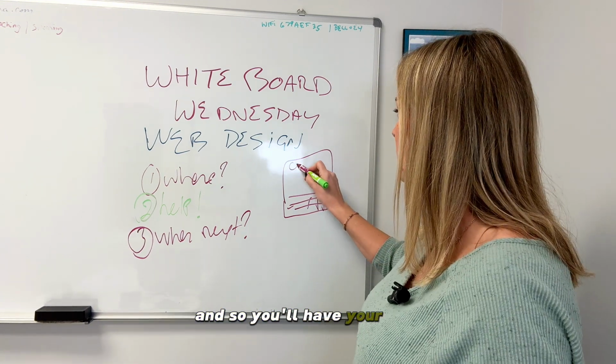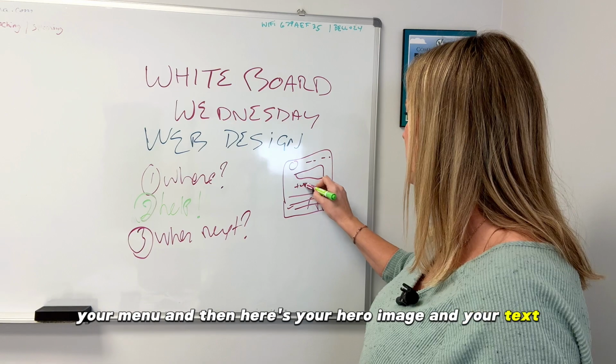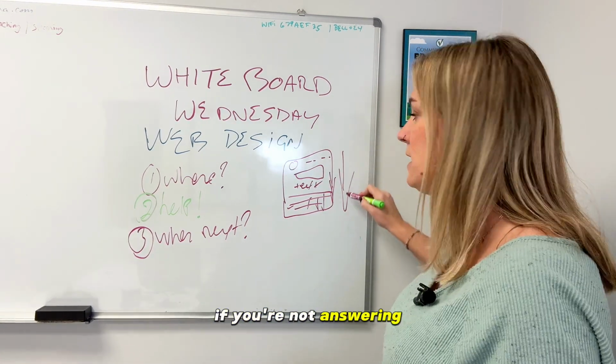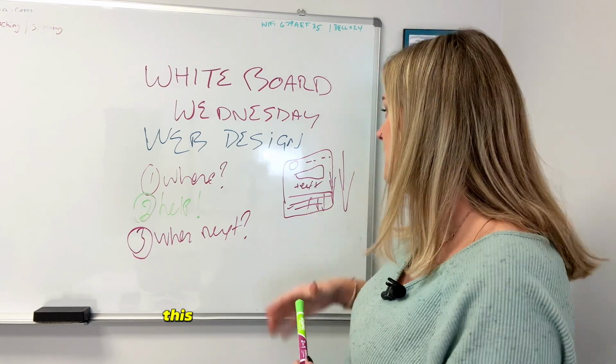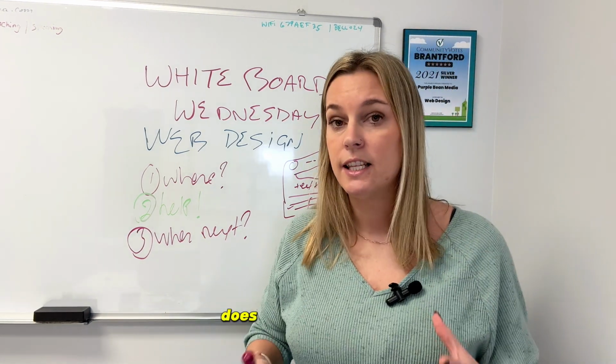And so you'll have your logo, your menu, and then here's your hero image and your text. They might not scroll down. If you're not answering, they're not searching, they're not scrolling down. This is the page they're immediately looking at and seeing, hey, does this work for me?